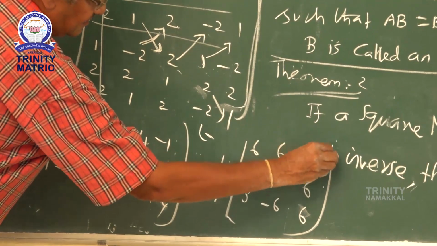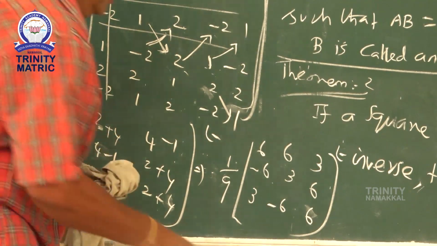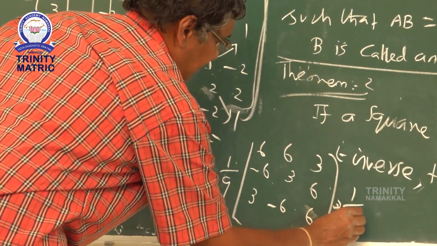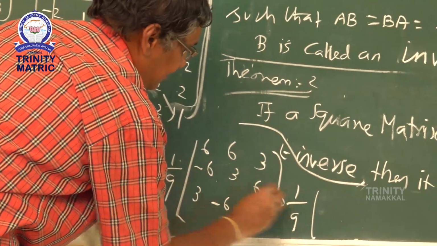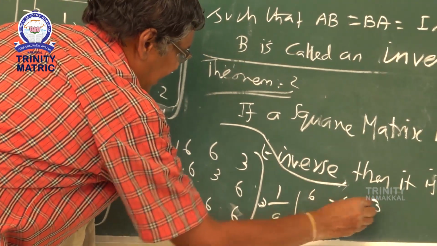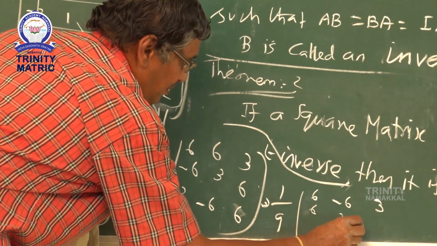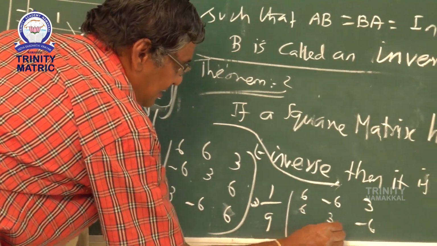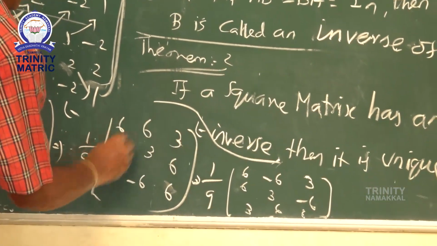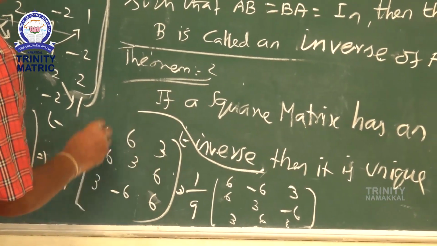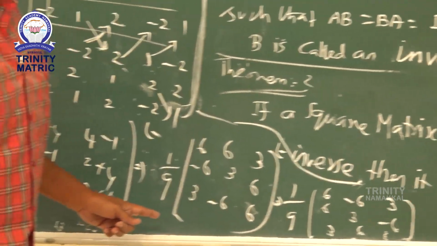Now we have to transpose. What do we get on transposing? That is 1 by 9 into 6, minus 6, 3, then 6, 3, minus 6, 3, 6, 6. How do we put the transpose? The rows will become columns and columns will become rows. I know that. Go over my points and you can do that. Hopefully.